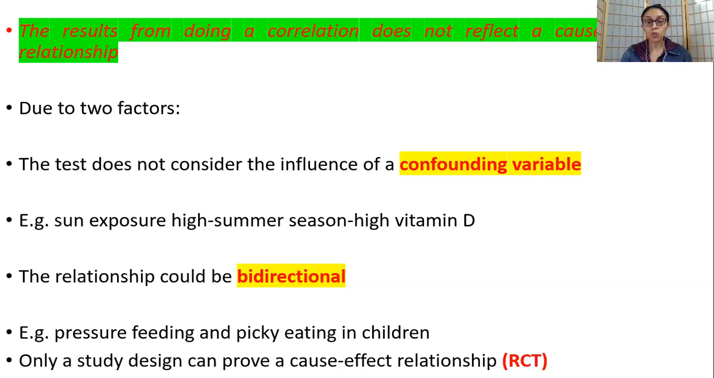All right. So that is a very different area, more in terms of research methods, which I won't cover here. But I just want you to understand the concept. The summary take-home message is that Pearson's correlation is not a sufficient test to establish a causal relationship, meaning a cause and effect relationship, because it does not control for confounding variables, and it cannot identify the direction of the relationship. Relationships could be bidirectional when your variables are such as pressure feeding and picky eating.